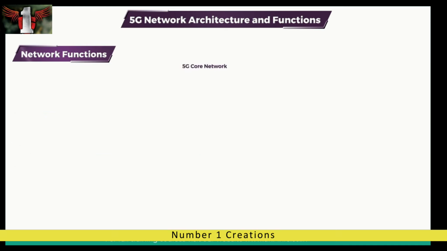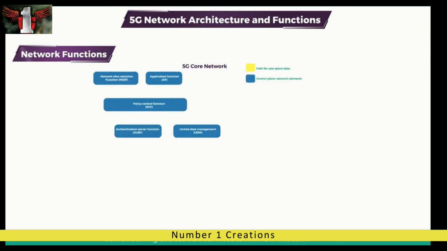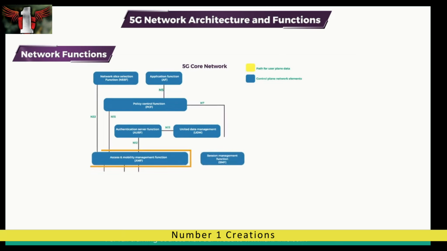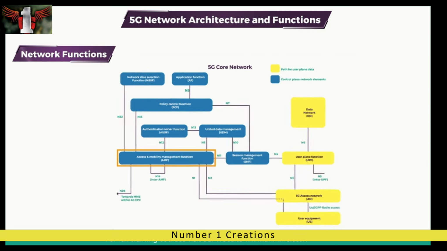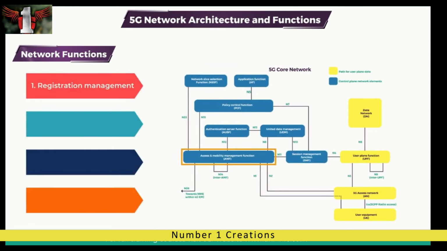Our next topic is access and mobility management function AMF. The AMF is a control plane function within the 5G core network. The primary responsibilities of the AMF include: first, registration management; second, connection management; third, reachability management; fourth, mobility management. It works as a part of MME from 4G core.